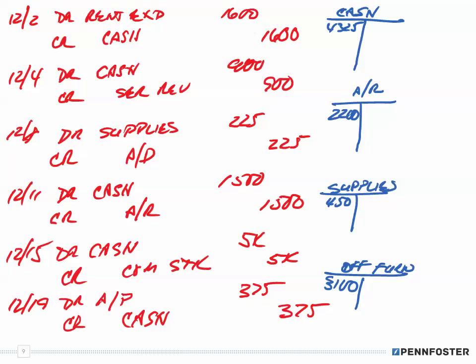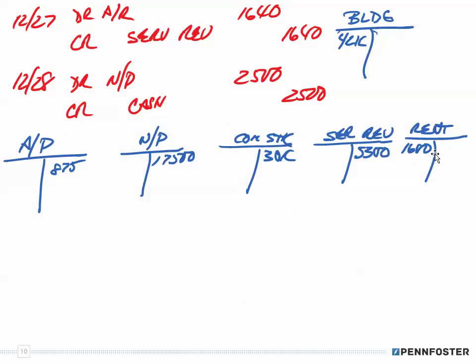I've just recreated this, and now what I need to do is post these journal entries into the ledger accounts. And remember, when we're posting, all we're doing is just rearranging the information. We're grouping it into like things. So my first entry here on December 2nd is to rent expense, for $1,600. So I come down here to rent expense, and it's a debit to rent expense for $1,600.